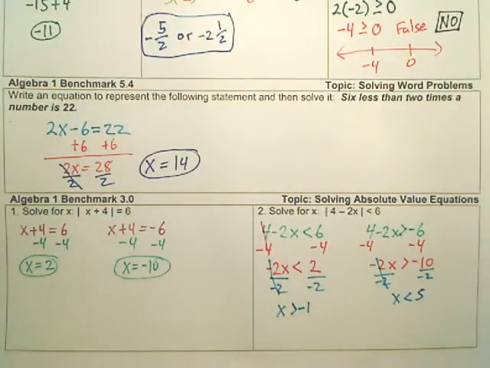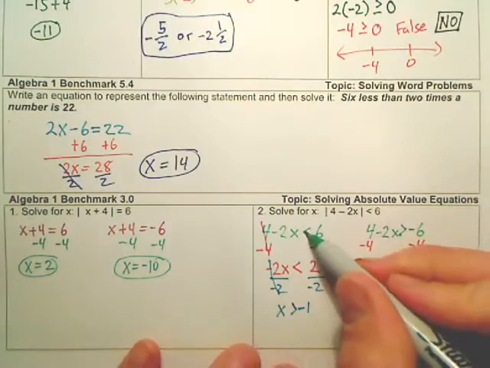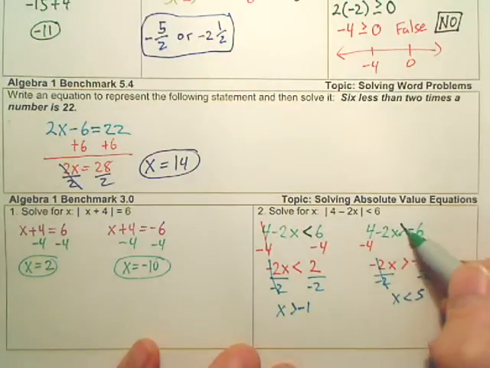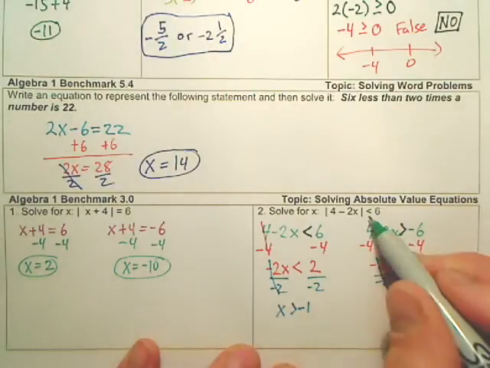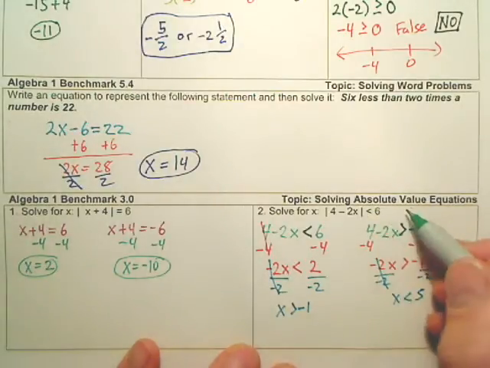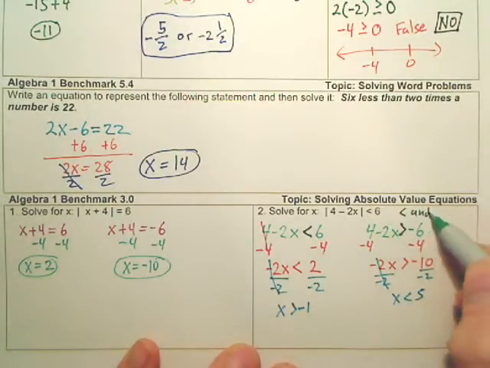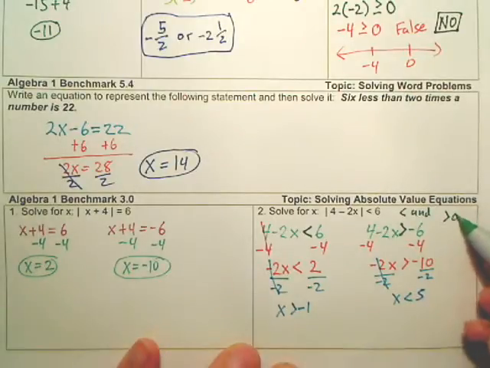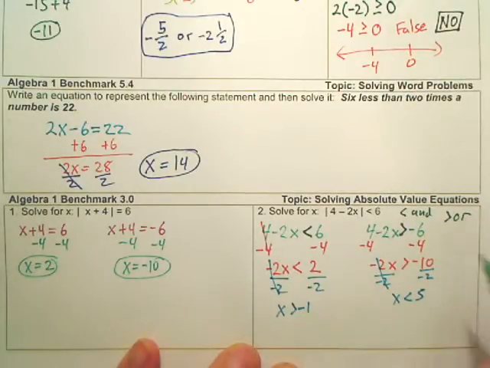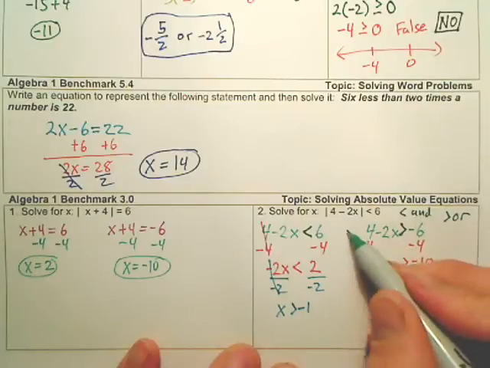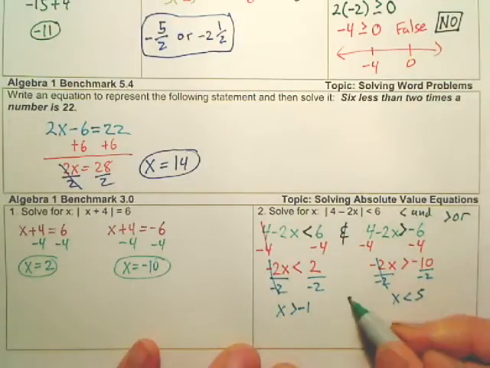Now, we're not done. We have to look at this from the beginning and tell if it is a less than or greater than. From the beginning, it's less than. Less thans are ands, greaters are or. This is a less than, so it's an and. So from the beginning, this was an and.